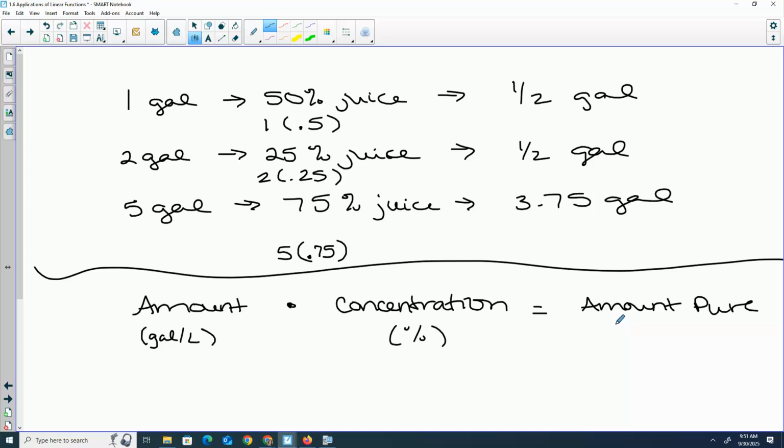Okay, so if it were me, I would write this formula down next to these mixture problems. This is what we are going to be using every time.